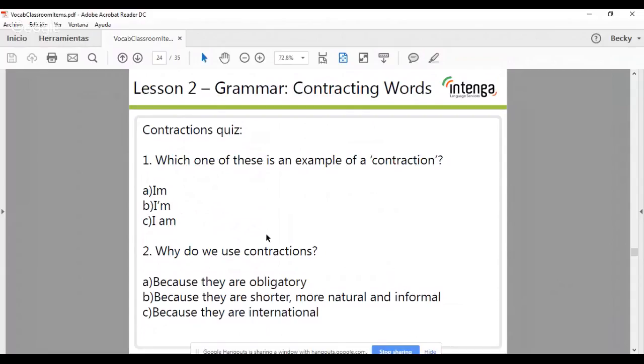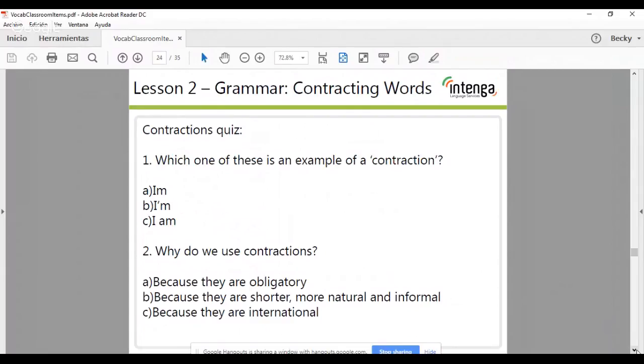So interesting. Good. So why do we use contractions? Because they are obligatory, because they are shorter, more natural? Because B, because they are shorter, more natural, and informal. Yep, they're not obligatory. And even we talked about earlier that you shouldn't use them in formal situations. Okay, and that's why it says informal here. Okay. And they're international? I don't think so.